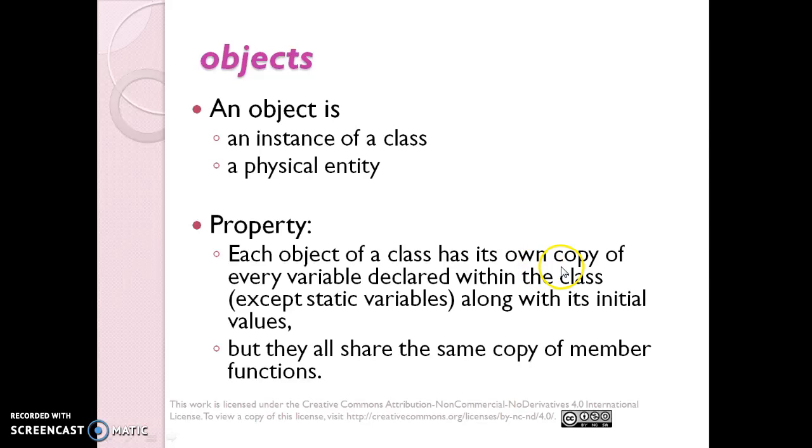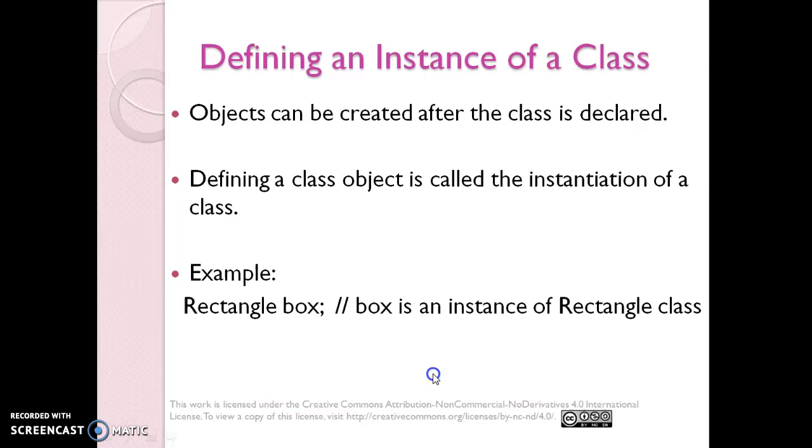Each object of a class has its own copy of every variable declared within the class, except the static variables, because static variables are initialized only once, whereas all the other variables are initialized with their initial values once the object creation is done. But they all share the same copy of the member functions. That means an object has its own copy of each of the variables along with their values, whereas they all share the same copy of the member functions.